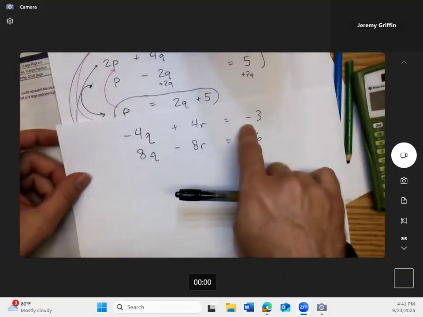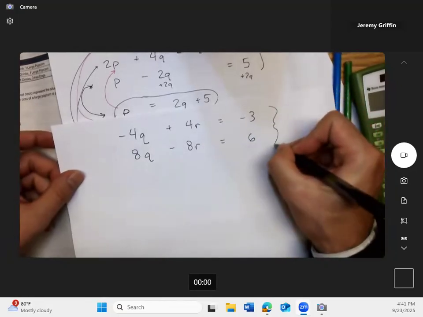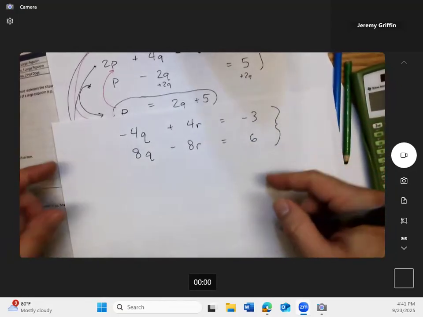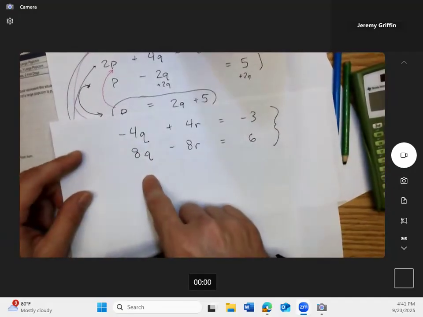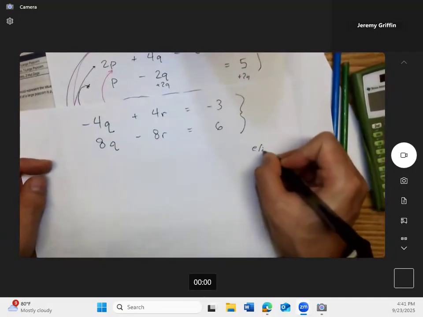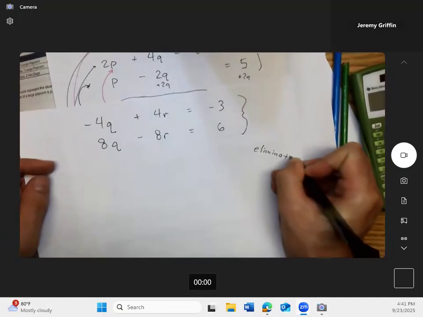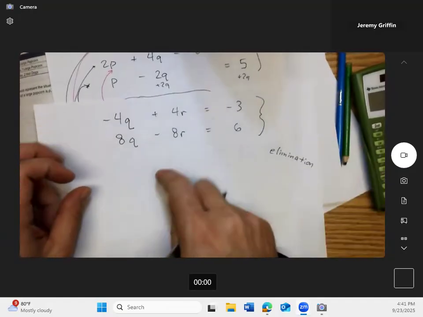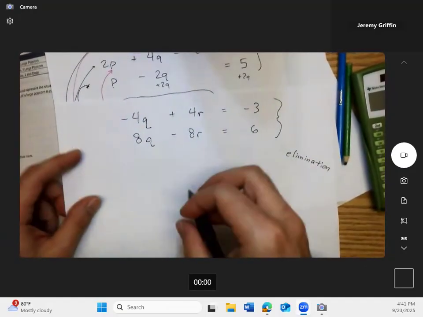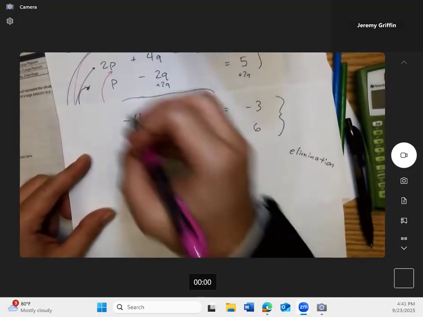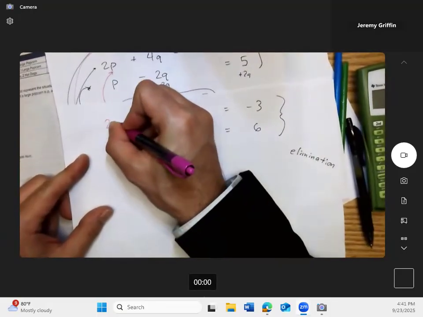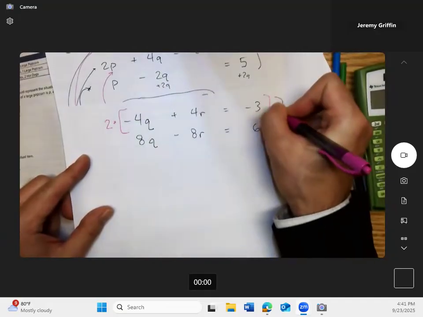Okay, so guys, what happens if I double that top expression and then I add these two together to try, hey, what if I try to eliminate the q? What if that's my goal? I'm going to spell this out. Elimination. Okay, so my goal is to eliminate the q's and try to solve for r. So the way to do that is I would multiply the entire top expression by 2. So 2 times this whole top expression.